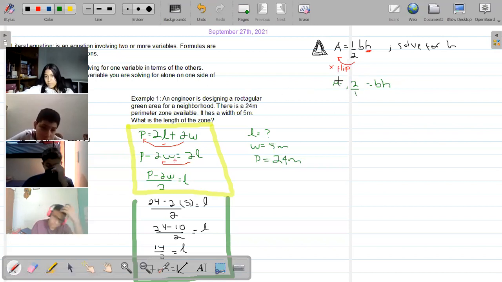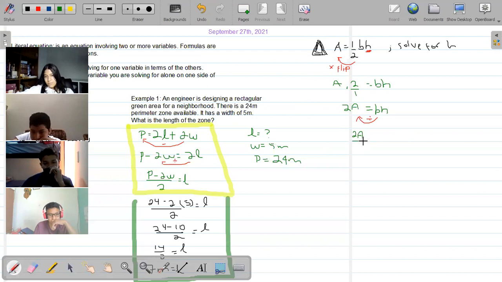So remember, I can multiply A times 2, that's 2A over 1. Do I need the 1 as a denominator? No, so I can leave it as 2A equals BH. Okay, but now H is still not alone. I need to leave the H completely unknown. So this B that's multiplying goes to the other side dividing. Very good. So now I got 2A over B is equal to H. And this is the transformation of the formula of area in terms of H.